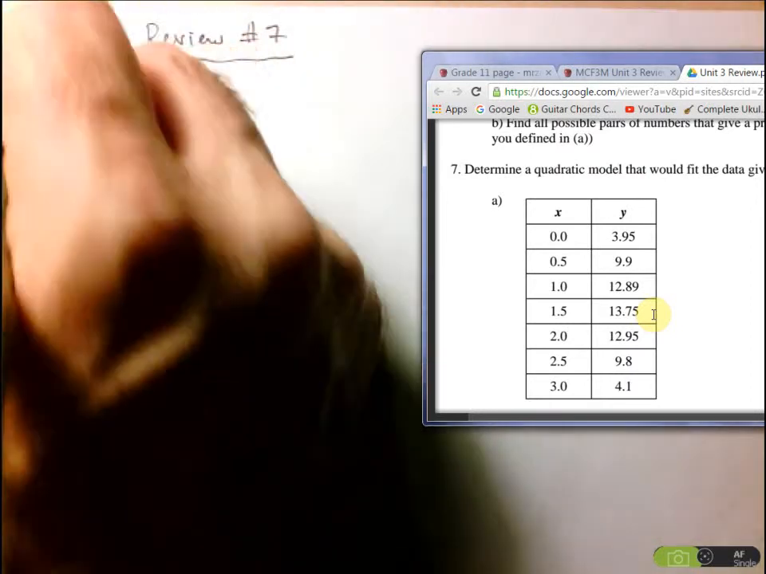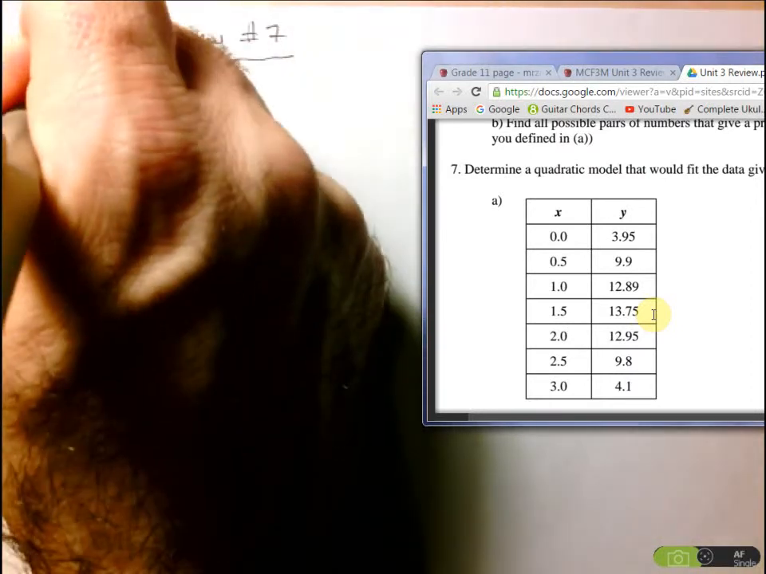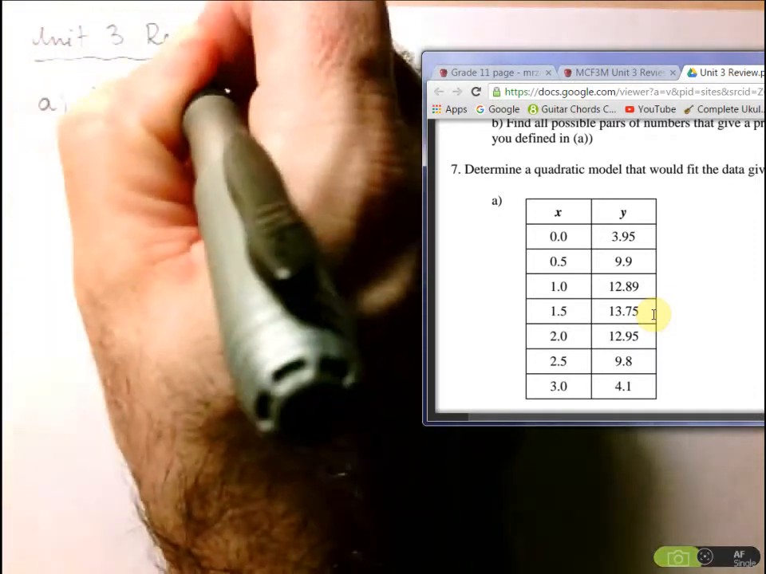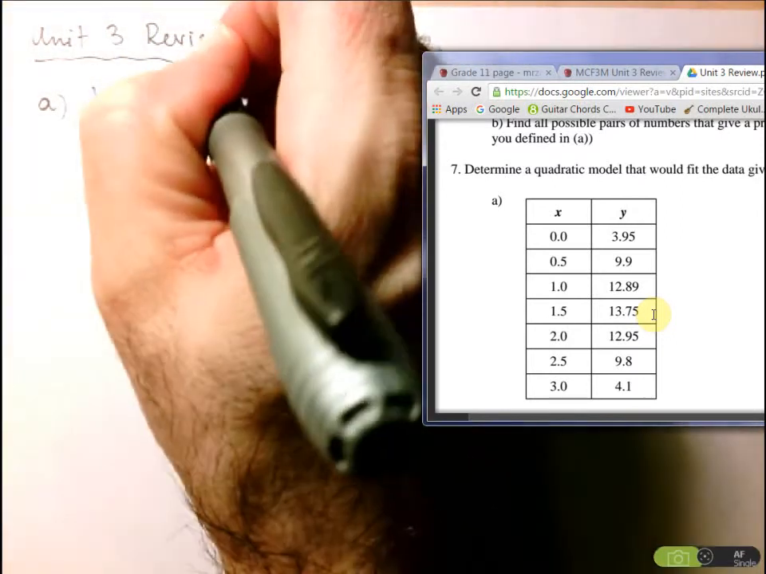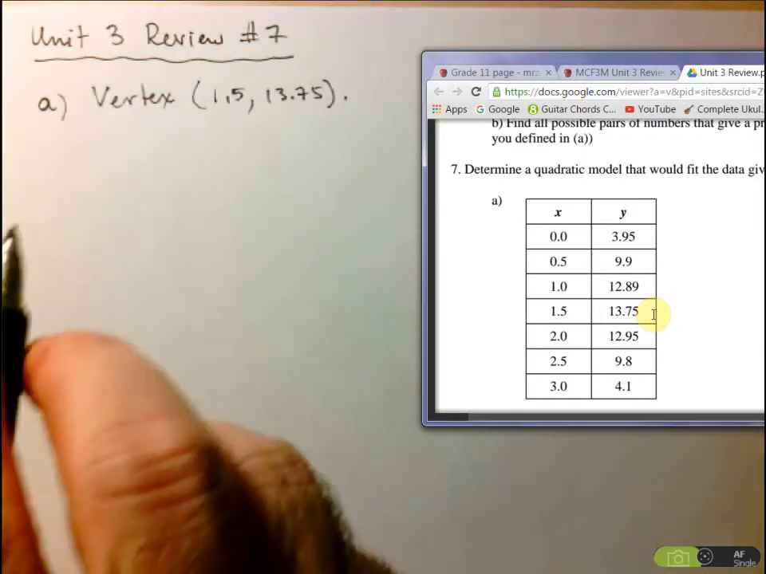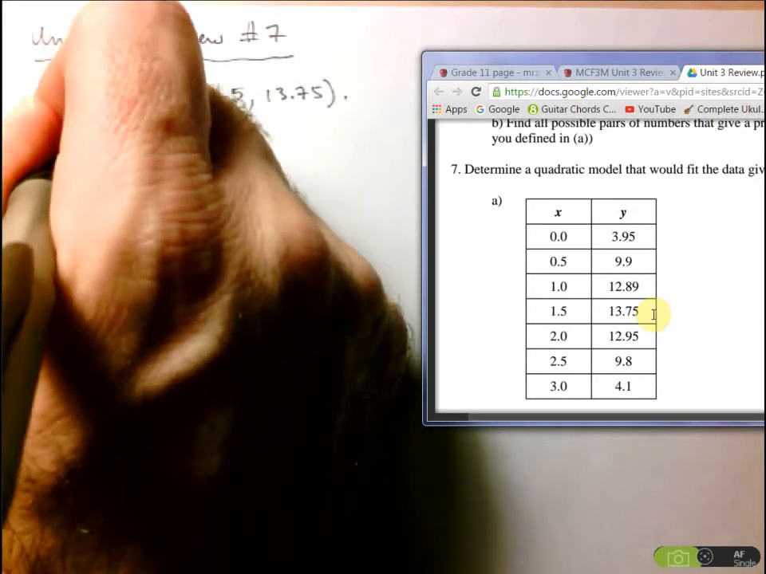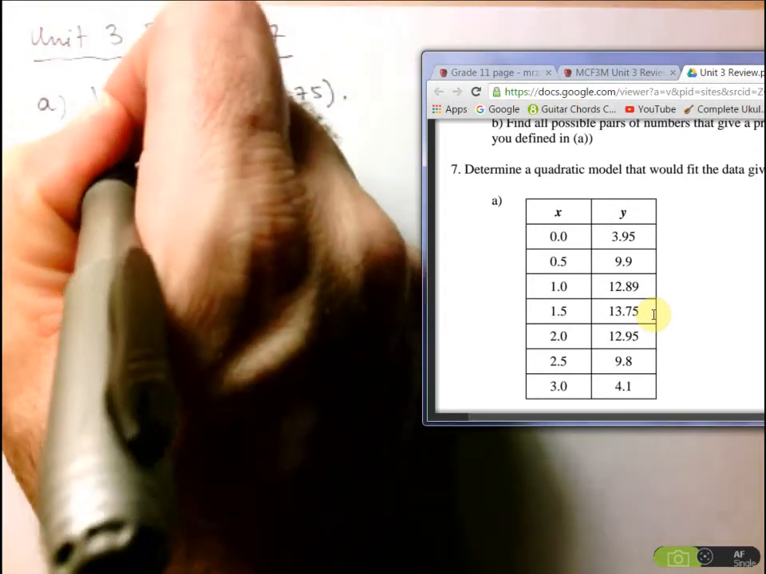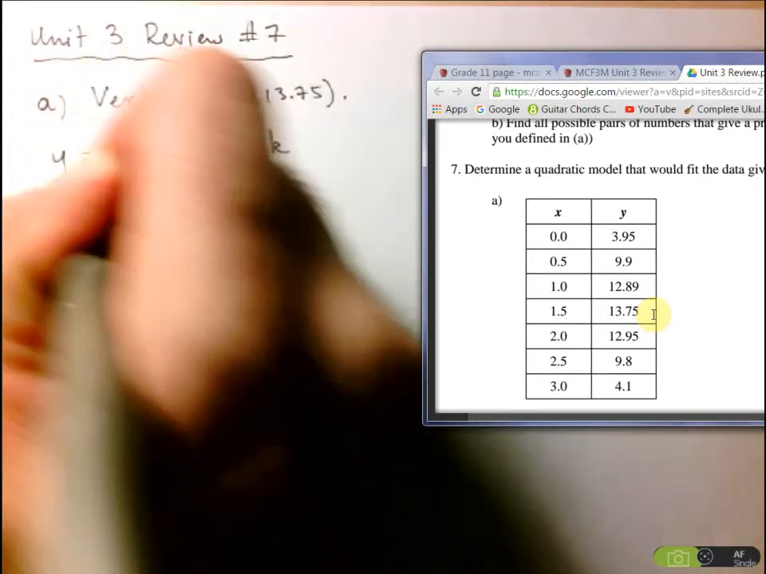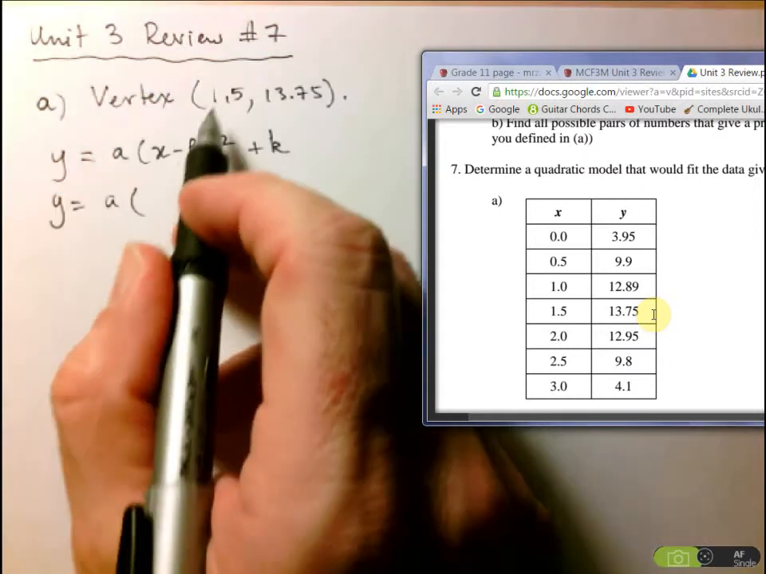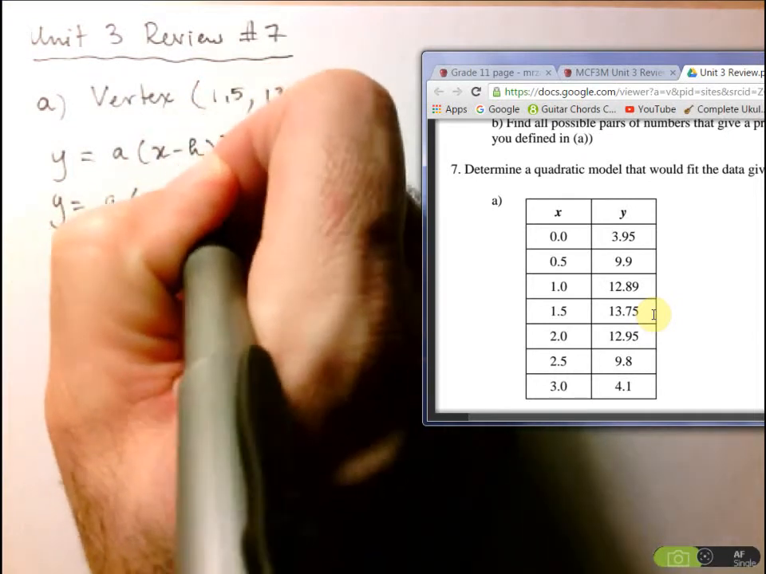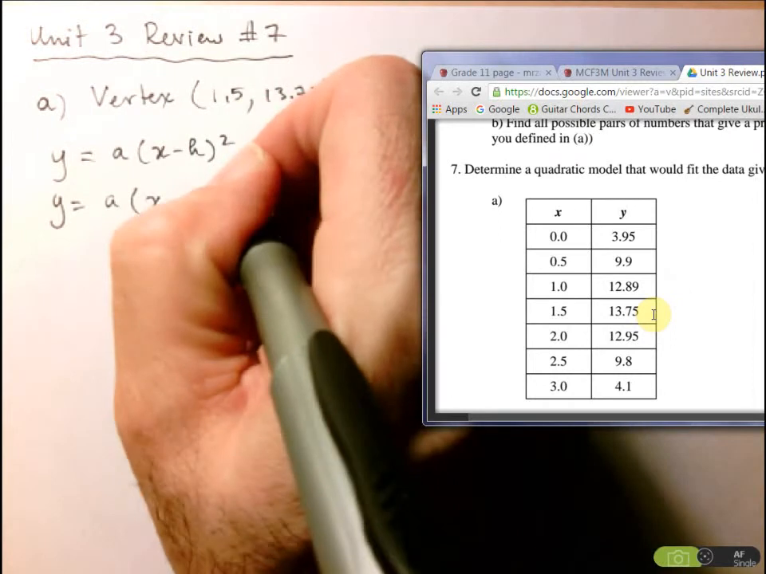So for part A, I'm going to use vertex form. What I'm going to use as my vertex will be 1.5 and 13.75. Once I have my vertex, I can input this into the vertex form of the equation of a quadratic: a times x minus h squared plus k. Now I don't know the a value yet, but I do have a value for h. The x value of the vertex is here 1.5. And I have a value for k, 13.75.